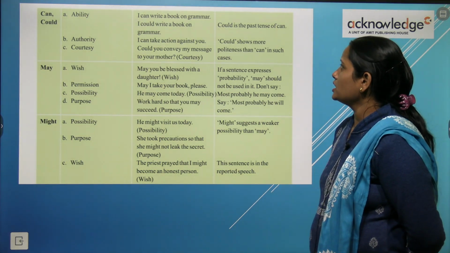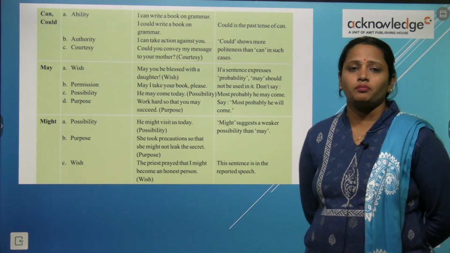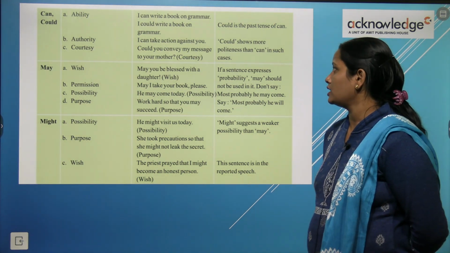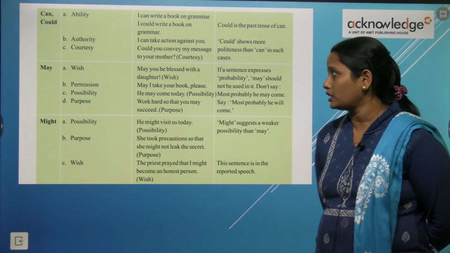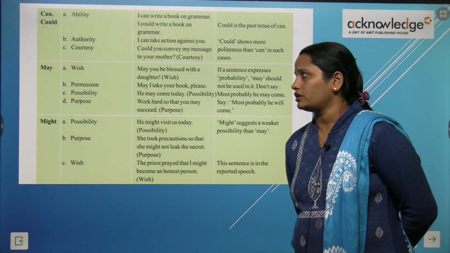Next, could is the past tense of can. Could shows more politeness than can in such cases. Could shows more politeness; we talk about more politeness than can.